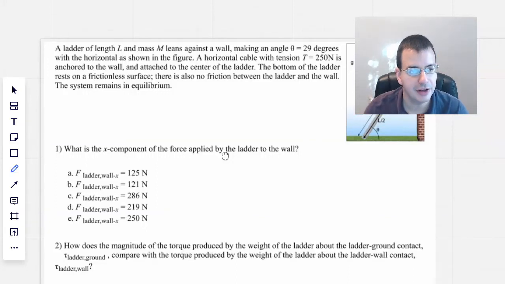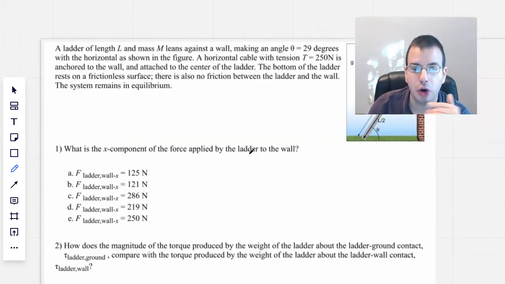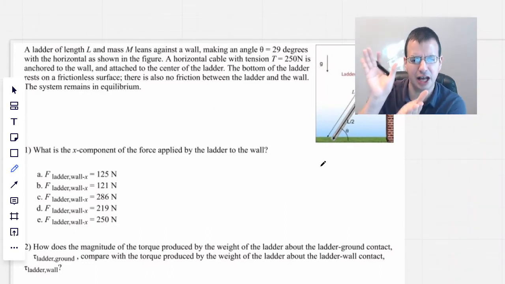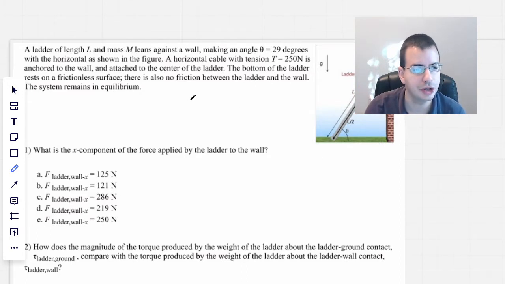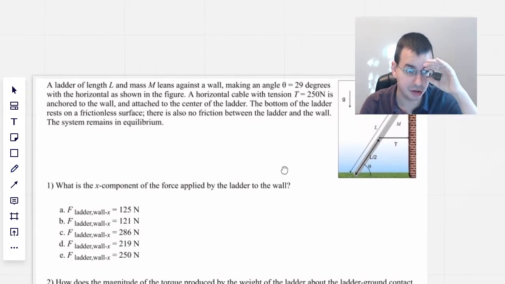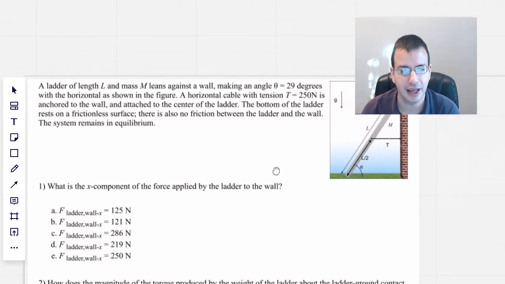A ladder of length L and mass M leans against a wall, making an angle of 29 degrees, theta, with the horizontal shown in the figure below. A horizontal cable with tension 250 newtons is anchored to the wall and attached to the center of the ladder. The bottom of the ladder rests on a frictionless surface.